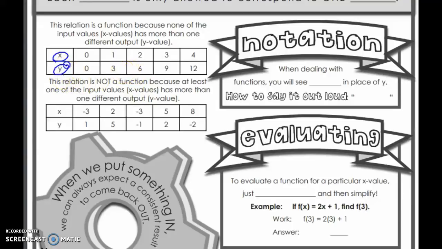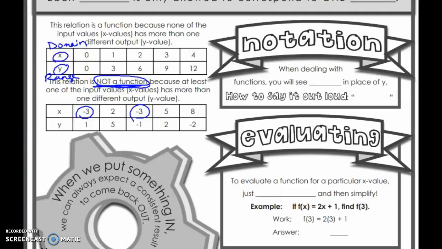Don't forget, the other word for this is domain. This is the range. This relationship down here is not a function. Please underline and circle that. I want to give this as an example because at least one of the input values has more than one different output value. If you look, if I put in a -3, I get two different answers. I can't have that. Whatever I put in the function machine has to give me one answer. So make sure you really understand that. That's why functions are very specific.